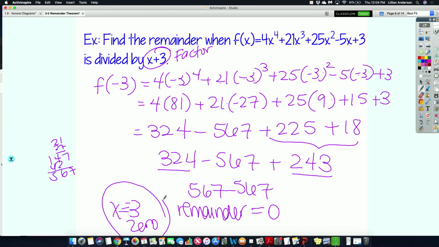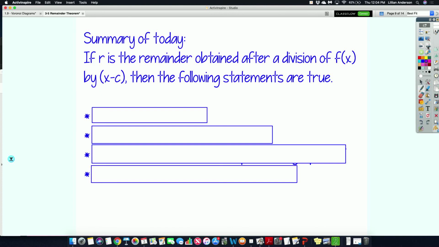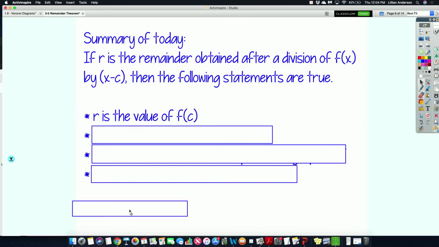Questions on remainder theorem? So main things to take away. Make sure that everyone understands. R is the value of f of c. Just make sure you have this somewhere in your notes. Remember, R stands for what? And we get that by taking the c value and plugging it into the function.